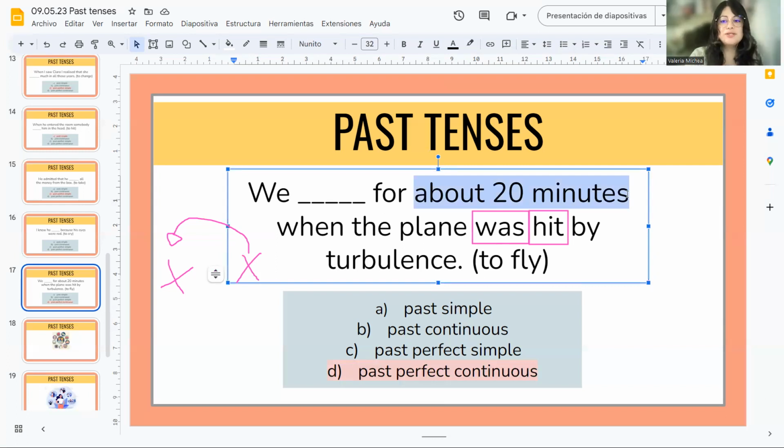Yeah, that's a good question, Edmundo, because sometimes just a few words give us another sense of the context. So if we take out the phrase for about 20 minutes, it is perfectly possible to say we were flying when we were hit by turbulence. That's possible. But if we say we were flying for about 20 minutes, it doesn't make sense. In that case, you need the past perfect continuous. Good one. All right. Do we have any other question here?